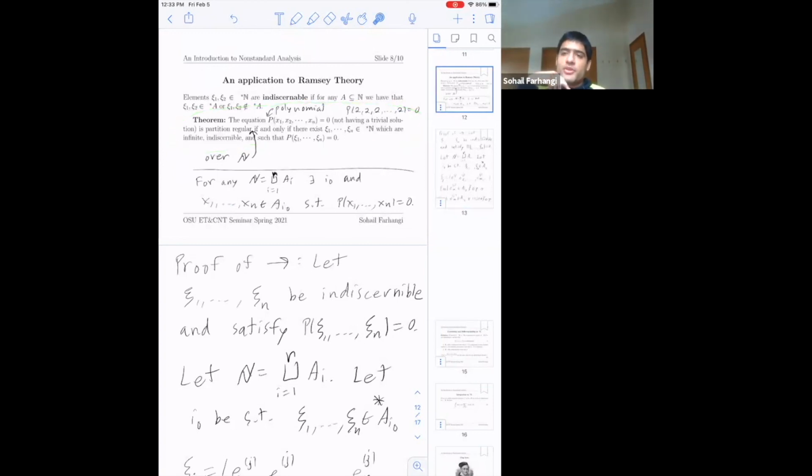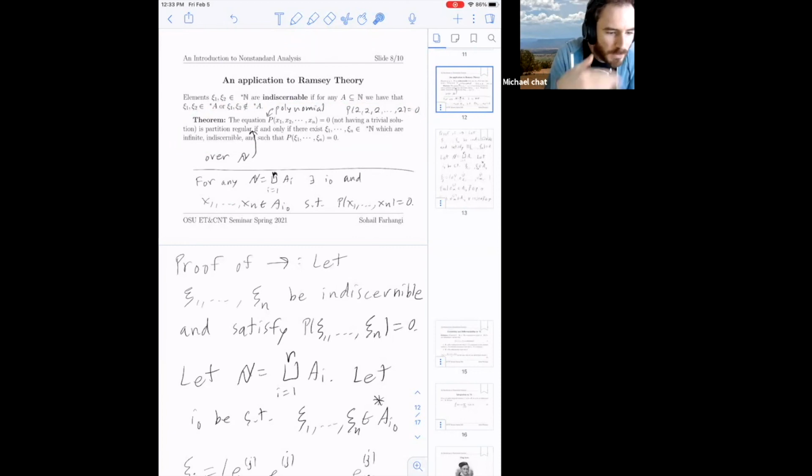So this is probably a good stopping point and a good point for questions. Can we go back to the proof of the obvious direction of this theorem?